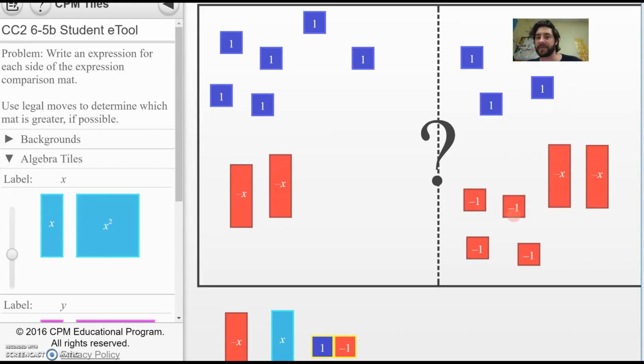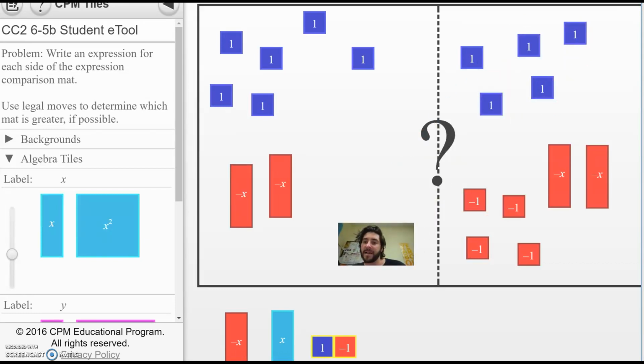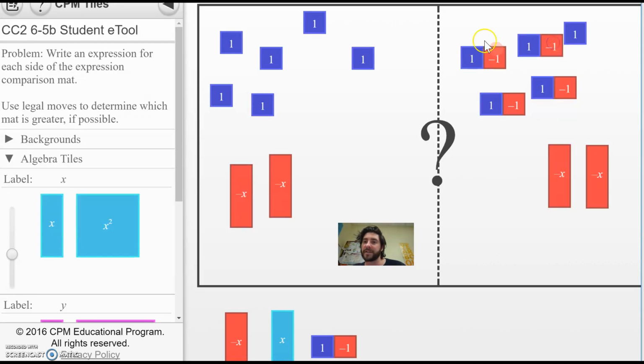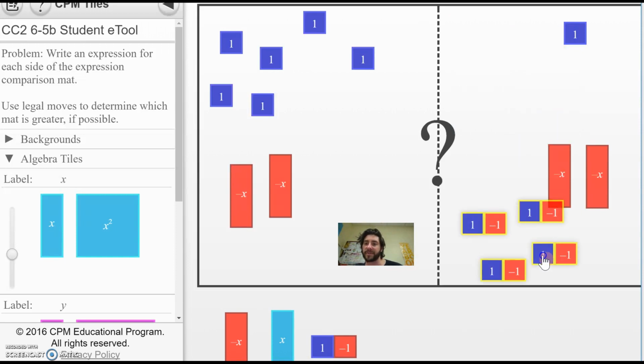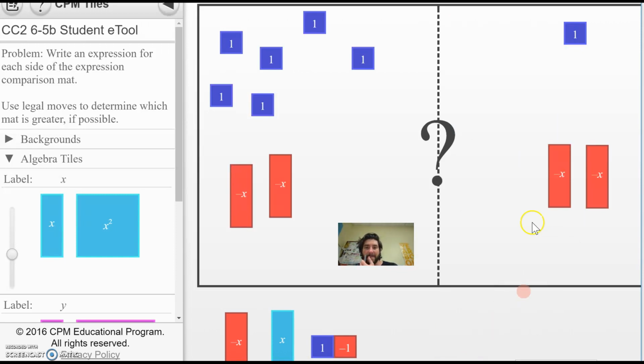Let's bring myself down here now. What I do have is a bunch of 0 pairs here. Here's a 0 pair, here's a 0 pair, here is a 0 pair, and here's a 0 pair. So I can take all those 0 pairs and remove them. Let's see if I can get them all. Oh man, this makes it so much nicer.